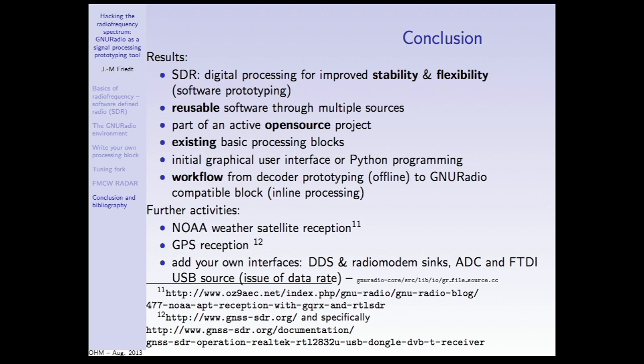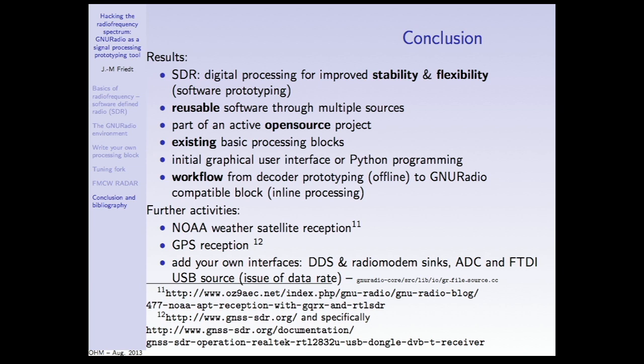And because this is open source software, you're encouraged to add any source or sink that might suit your needs. So that's the radio modem, that's DDS, direct digital synthesizer, all these kinds of sources that are now available and which are really cheap to use.